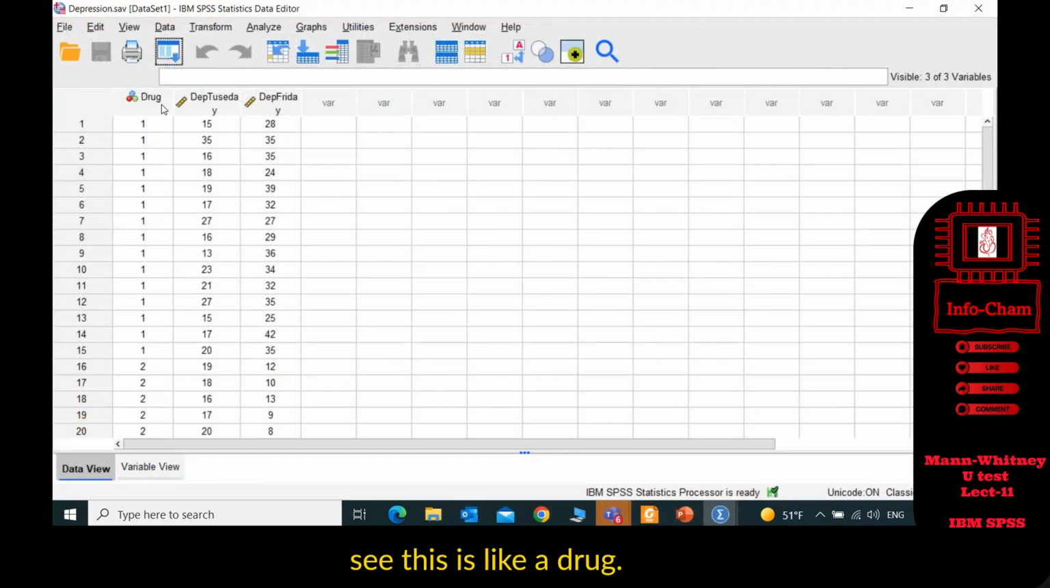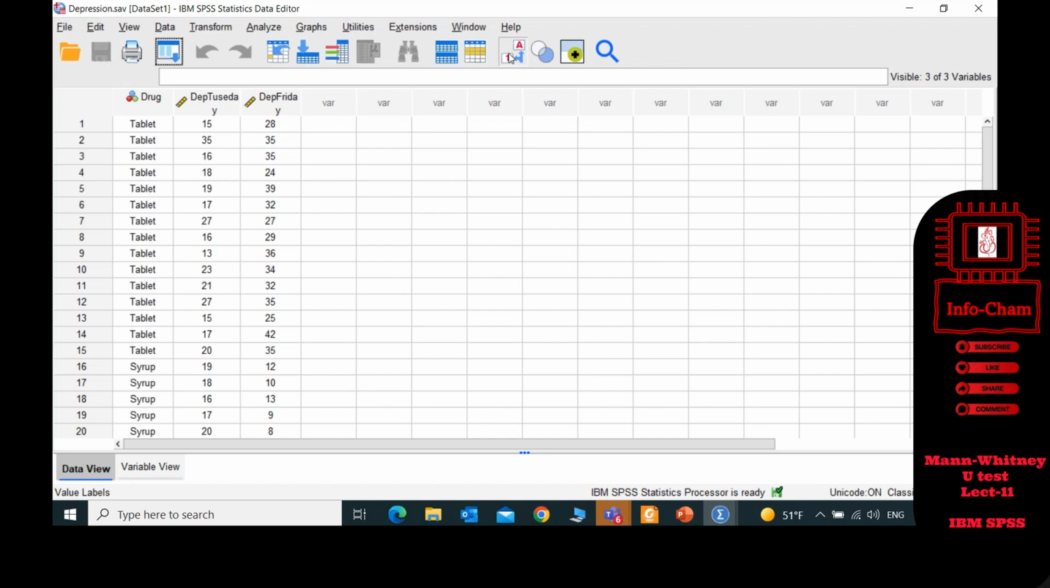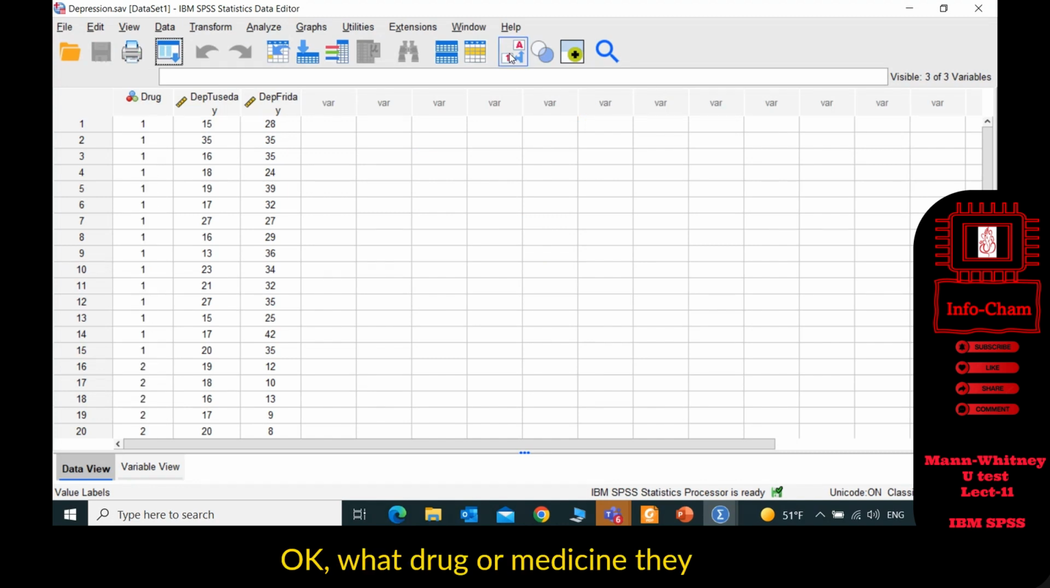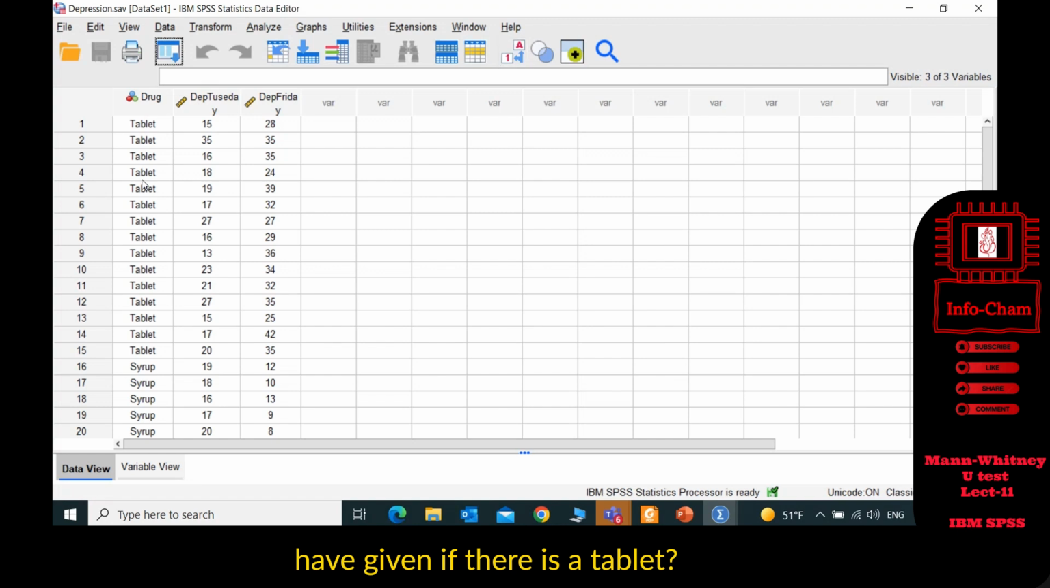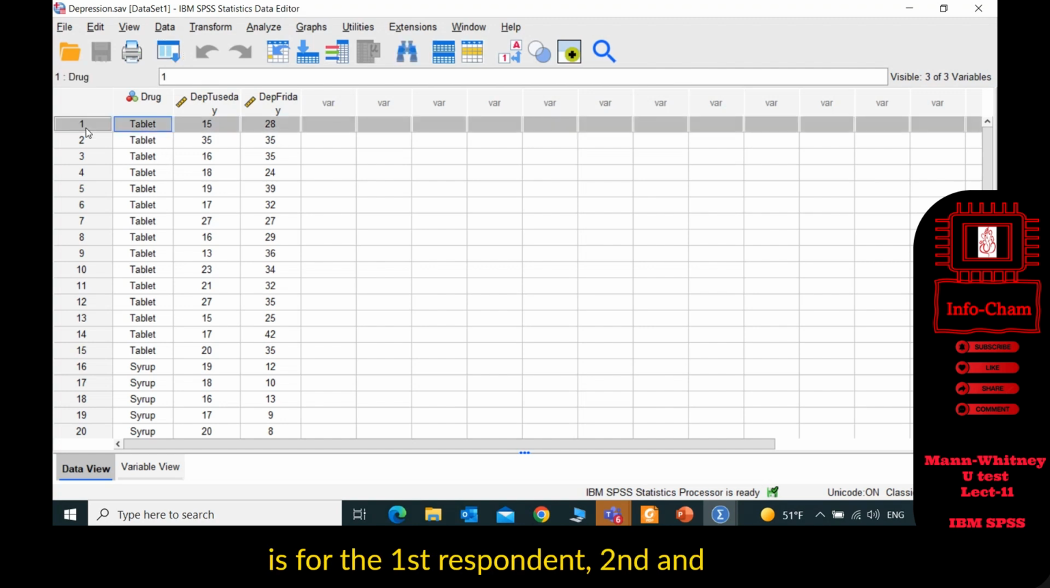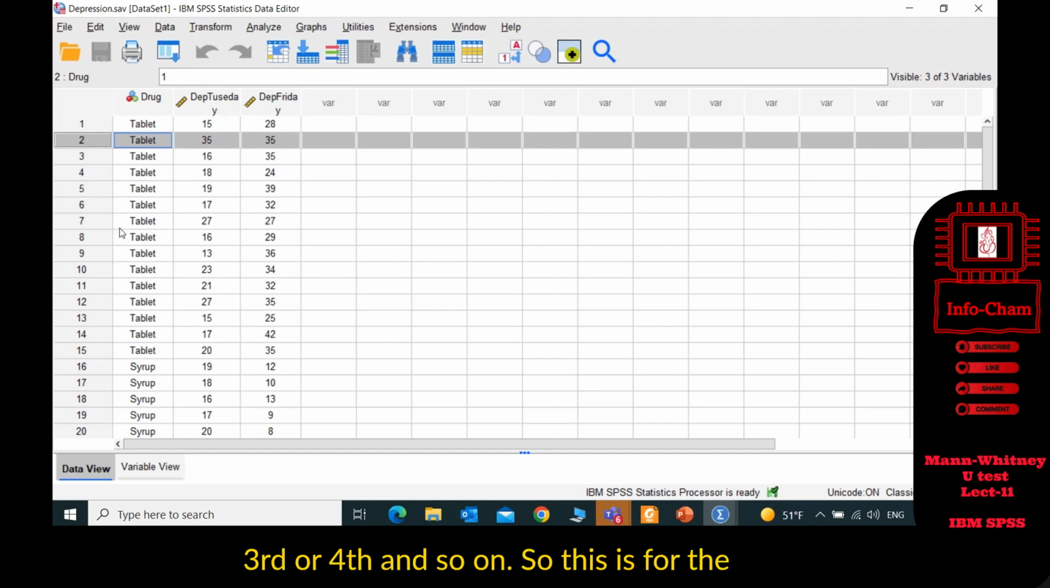So can you see, this is the drug. What drug or medicine did they give? If it is a tablet, there are around 30 participants, right? Yes, 15 participants were given the tablet, and they checked the depression level on Tuesday here, and then on Friday, right? So on Tuesday the depression level was 15, and on Friday 28, and this is for the first respondent, then the second, third, fourth, and so on.